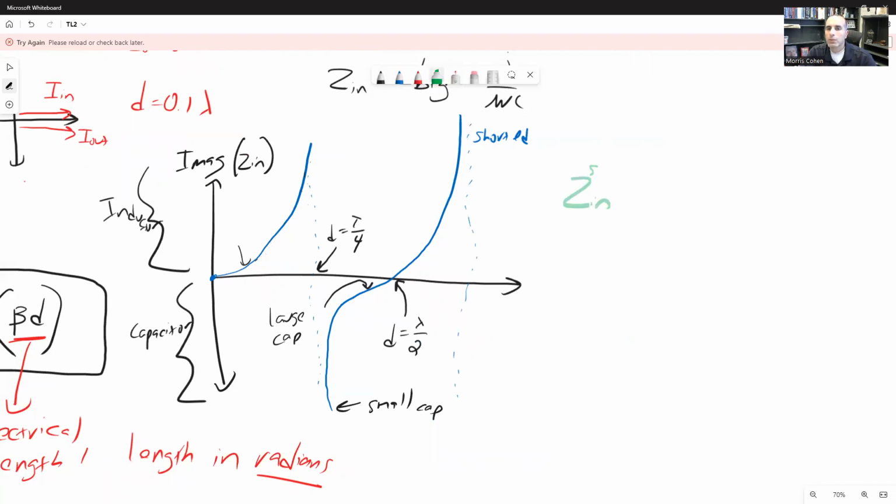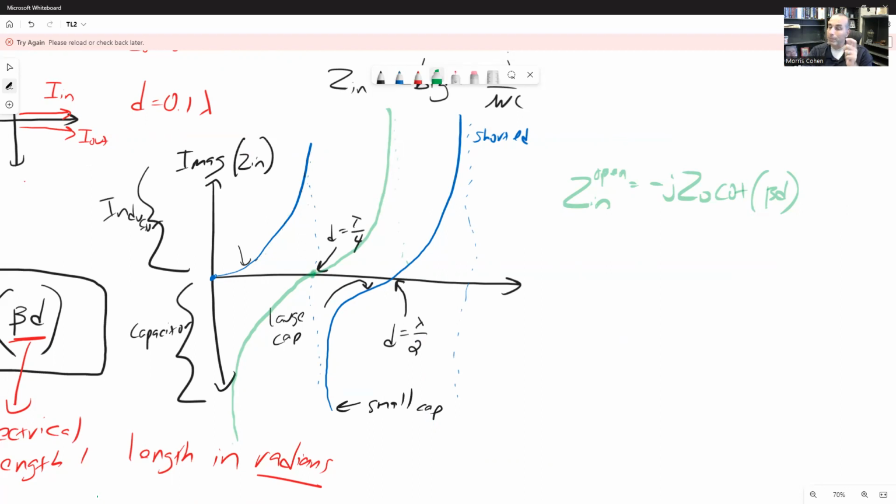Z in for an open line equals minus j times Z0 times the cotangent of beta d. This ends up starting out at negative infinity. It works its way down towards 0, crosses 0, and asymptotically goes to infinity over here. Right? This crossing point, where the open circuit transmission line with a quarter wavelength crosses the 0 ohms point at quarter wavelength.